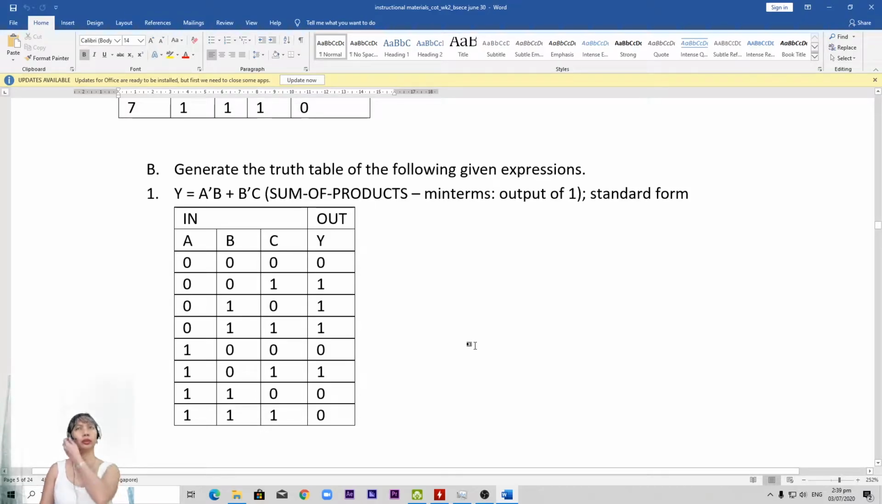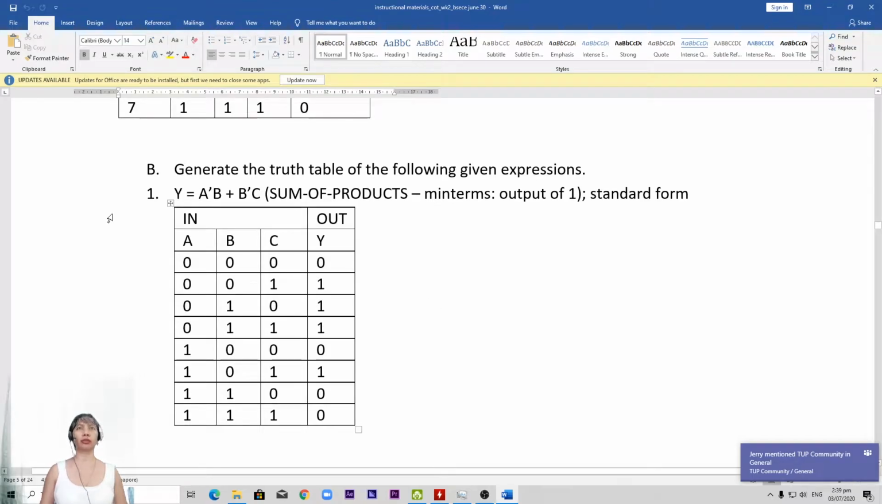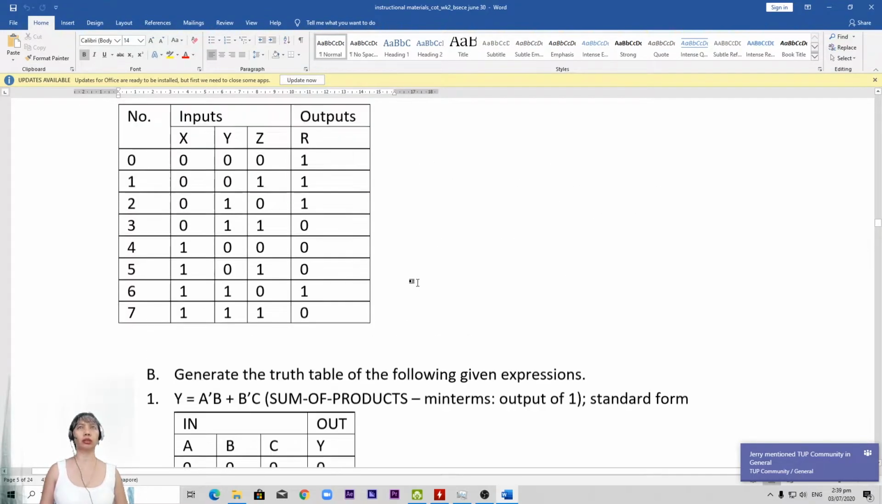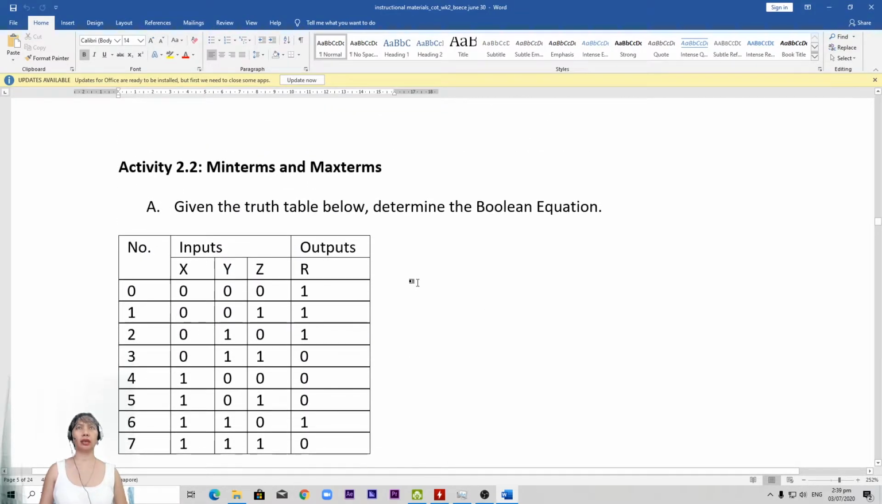Hello, good afternoon. What we're going to discuss today is the continuation of minterms and maxterms. We already had an initial discussion of minterms and maxterms, so this is now the continuation. Okay, so let's discuss the next activity.